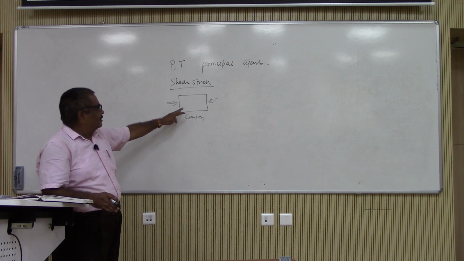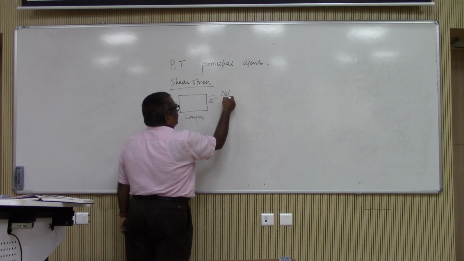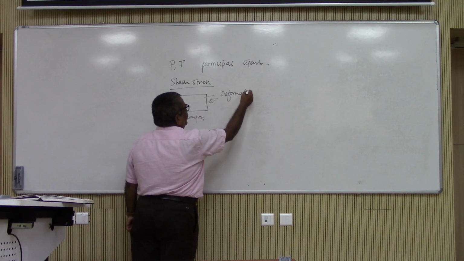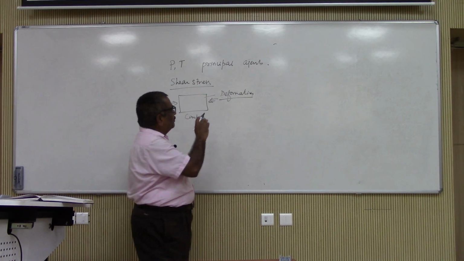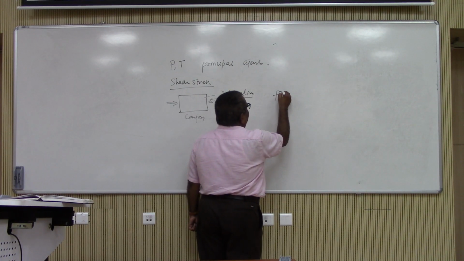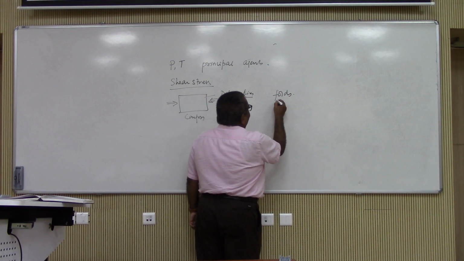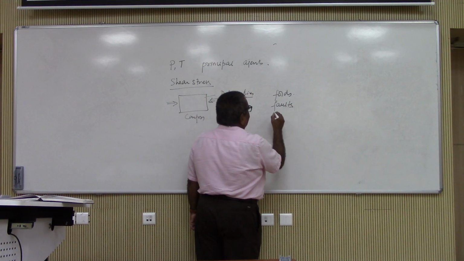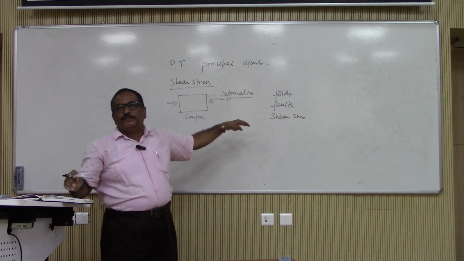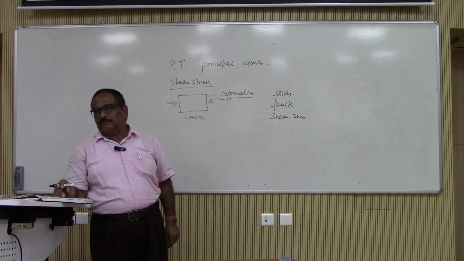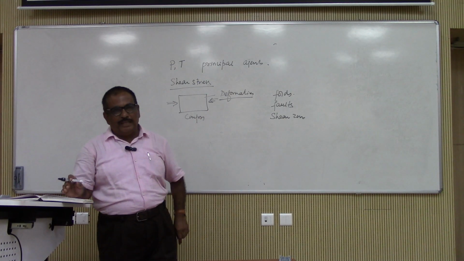This shear stress, what happens? It now creates deformation in the rock. So what are deformations? Deformations are folds. Folds are a deformation feature. Then faults are deformation features. Shear zones are deformation features. So these are different deformation features or deformation structures. Folds can be there, a fault can also develop, a shear zone can also be there.